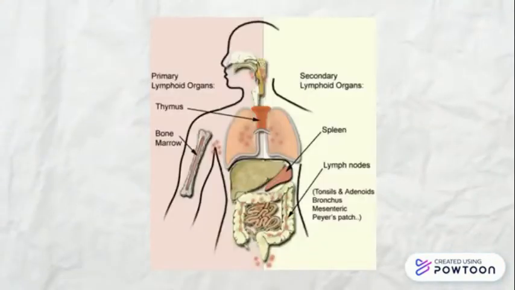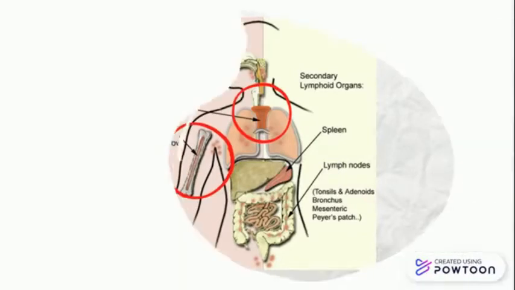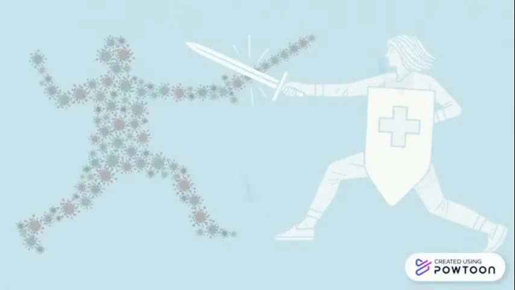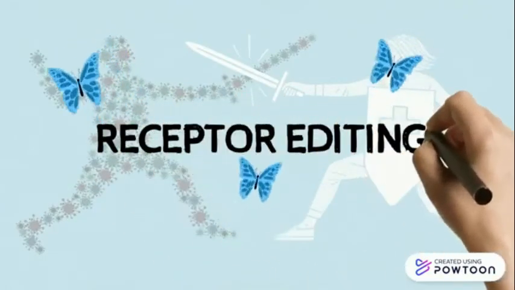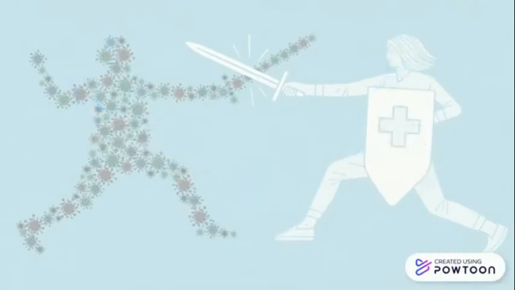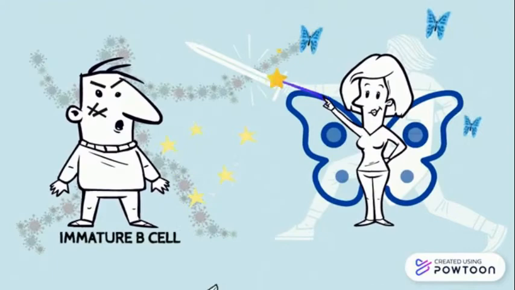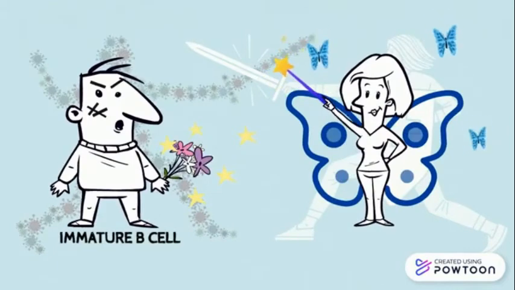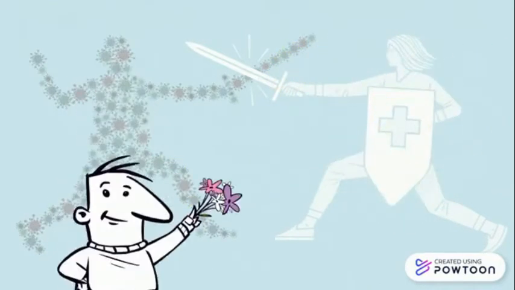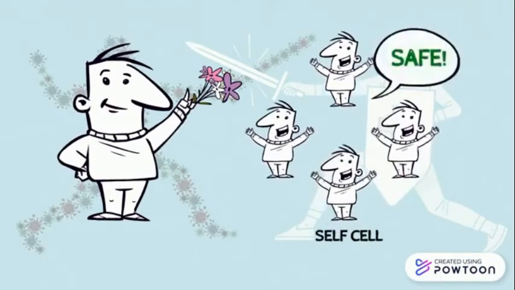And this clonal deletion occurs in the primary lymphoid organs, which are the thymus for T cells and the bone marrow for B cells. The second mechanism is receptor editing. Receptor editing is the mechanism used only by immature B cells in order to get away from the cell apoptosis program. It involves changing the antigen receptor of the self-reactive immature B cell so that it will not recognize and harm self cells anymore.